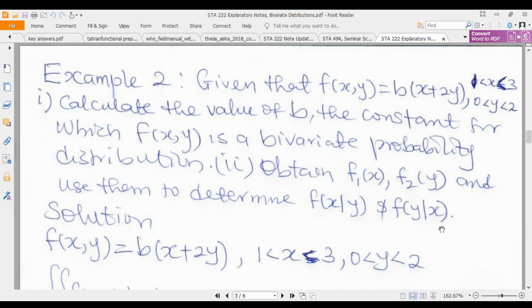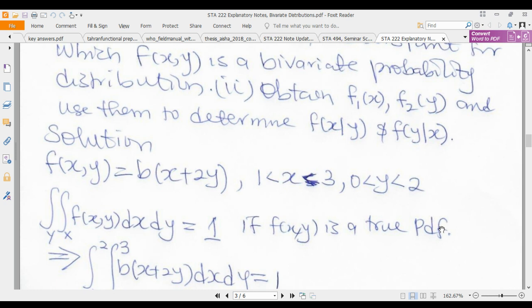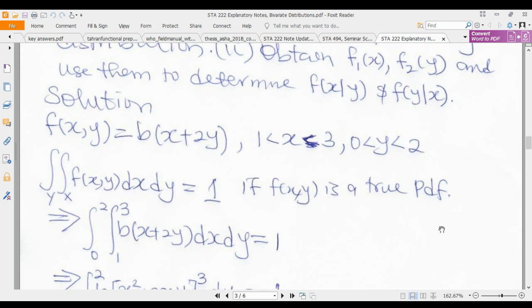Second example, given that f of x comma y is equal to b into bracket x plus 2y, where x ranges from 1 to 3 and y ranges from 0 to 2. Now the question is to calculate the value of b, the constant for which f of x comma y is a bivariate probability distribution. Second question, obtain f1 of x, f2 of y, and use them to determine the conditional f of x given y and f of y given x. So the solution goes as follows. First of all, calculate the constant that makes f of x comma y a true joint probability density function. And we go about it this way.